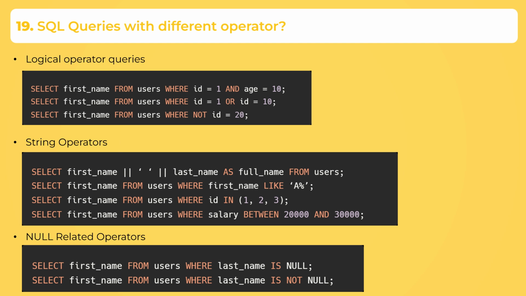Next is logical operator queries. Select first name from users where id equal to 1 and age equal to 10. Another one is id equal to 1 or id equal to 10.